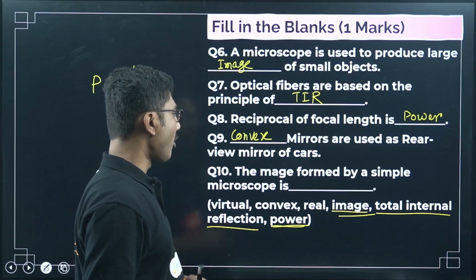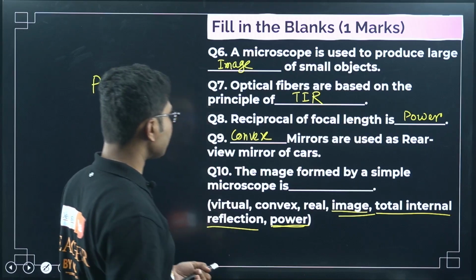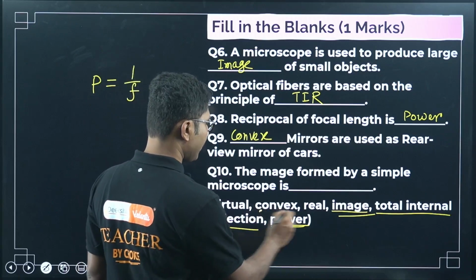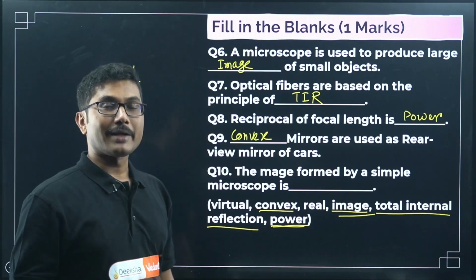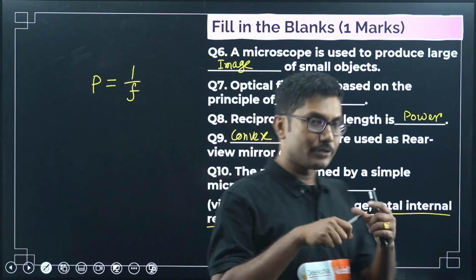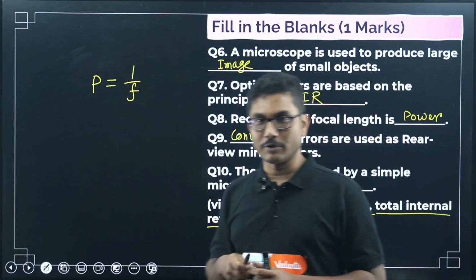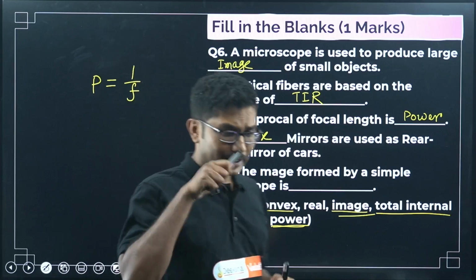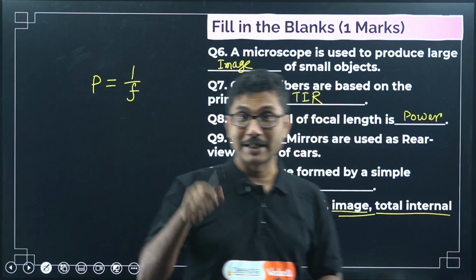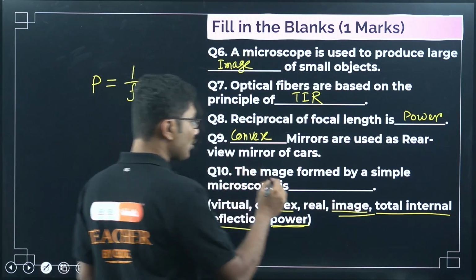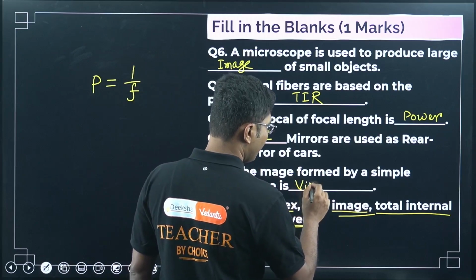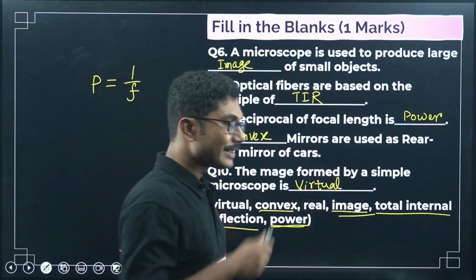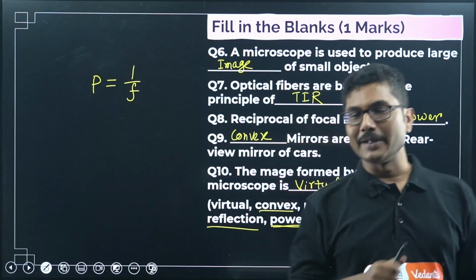The image formed by a simple microscope is, so image formed by a simple microscope is what? Simple microscope means that looking glass that you use, that is maybe there in your curiosity box if you are having any boxes where you do the Sherlock Holmes things, right? So it is a virtual and enlarged image, that is you see the detective see hidden fingerprints, right?